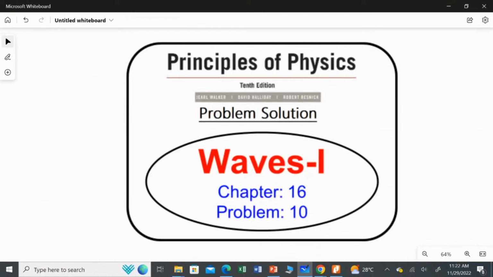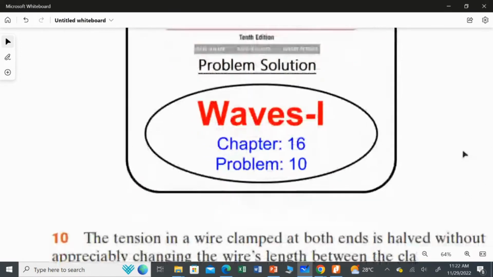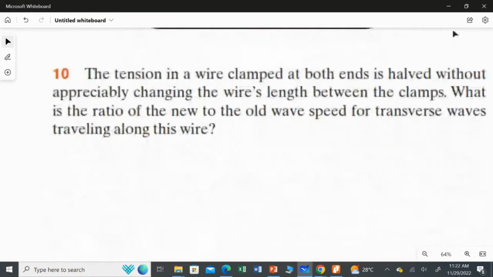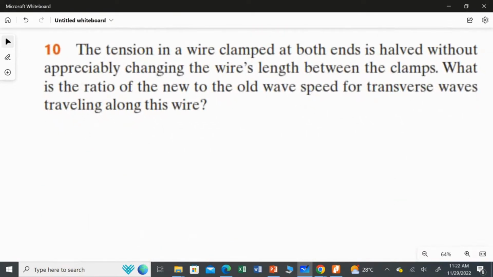In this video, I am going to solve the 10th question from chapter 16, Waves 1 from Principles of Physics, 10th edition. The tension in a wire clamped at both ends is halved without appreciably changing the wire's length between the clamps.